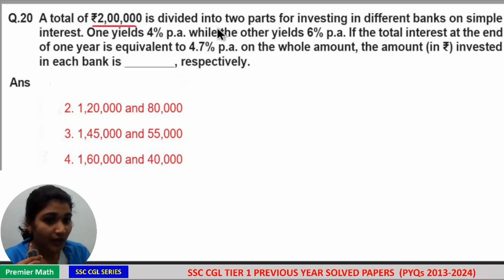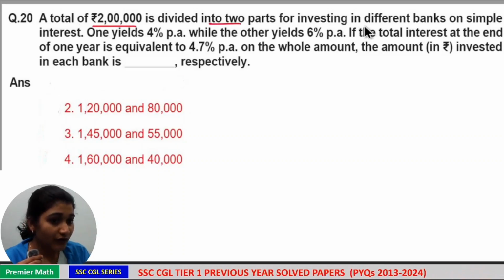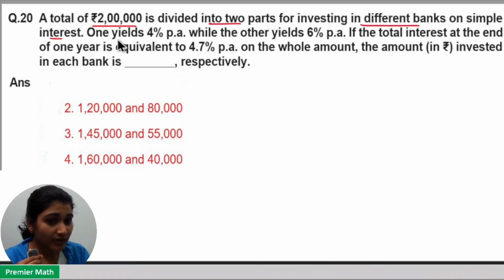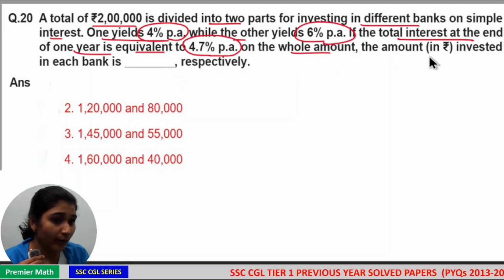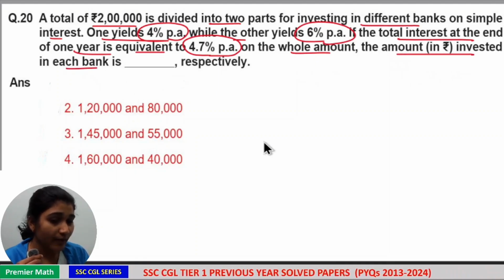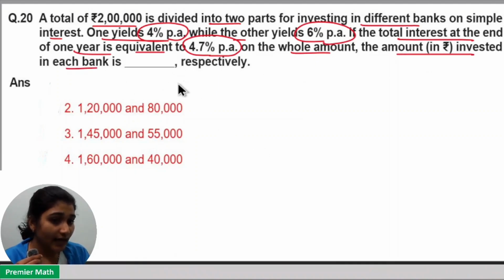A total of 2 lakh is divided into two parts for investing in different banks on simple interest. One yields 4% per annum while the other yields 6% per annum. If the total interest at the end of 1 year is equivalent to 4.7% per annum on the whole amount, the amount invested in each bank is? Here we can use allocation. This is simple interest, and these two combine to form this third thing.